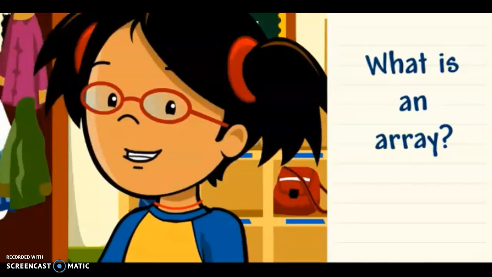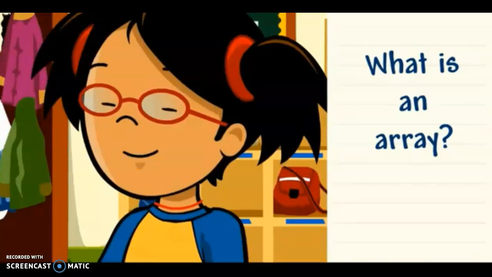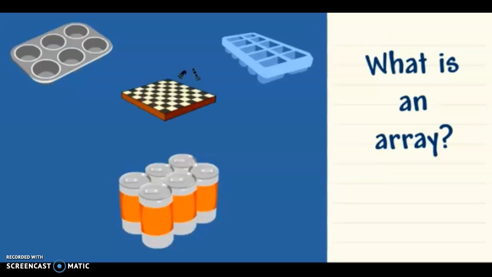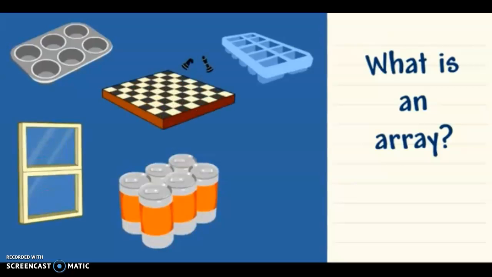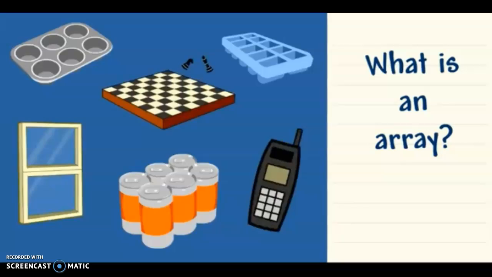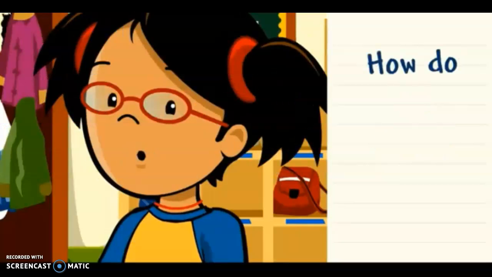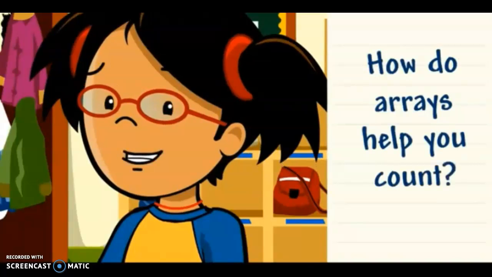You can find arrays in a ton of places. You could find them in a muffin tin, or an ice cube tray, a pack of soda, a checkerboard, a window pane, and on a phone. Arrays make counting easier, but how do arrays help you count?